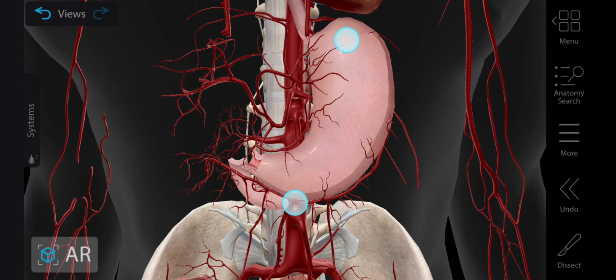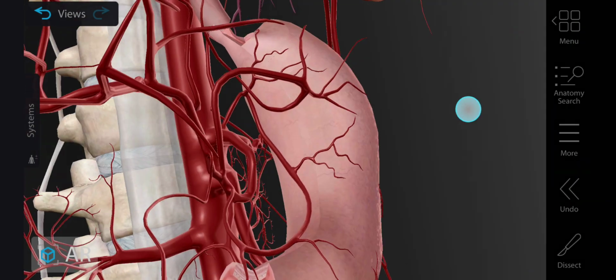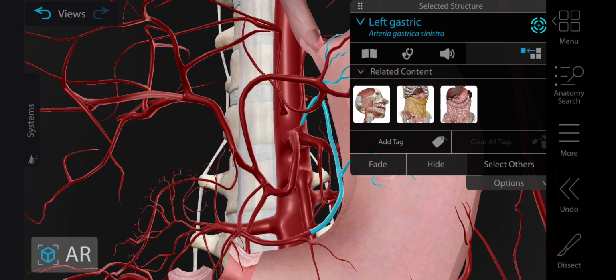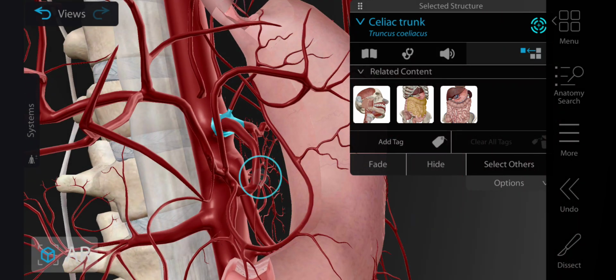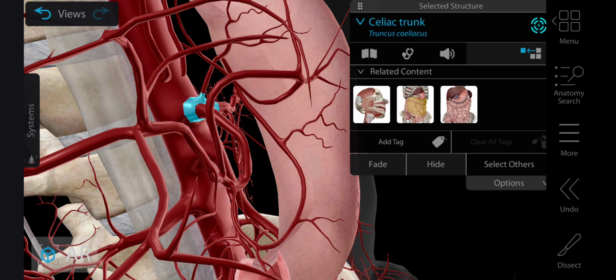First of all, talking about blood supply along the lesser curvature of the stomach, here we have this artery. This artery is the left gastric artery, and this left gastric artery is the branch of celiac trunk. And celiac trunk in turn is the anterior branch of the abdominal aorta. So, abdominal aorta gives anterior branch. That anterior branch is celiac trunk, and this celiac trunk gives this left gastric artery.